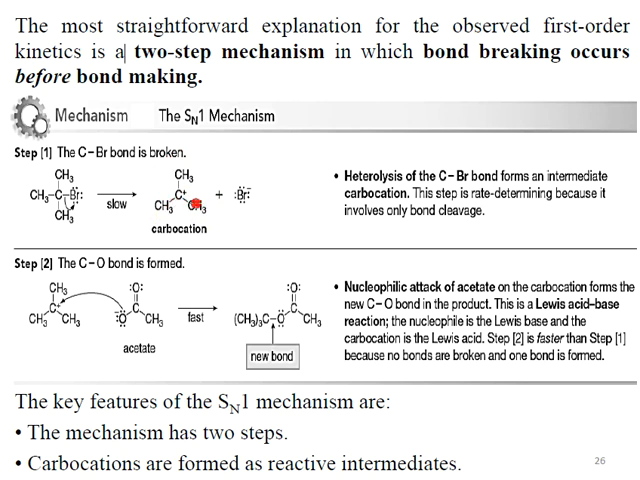This carbocation is now stable. Why is the carbocation stable? Because we have three alkyl groups. The alkyl group is an electron-donating group and increases the stability of the positive charge. Now look at the heterolysis of the carbon-bromine bond to form the intermediate carbocation. This step is rate determining because it involves only one bond cleavage. This is the rate determining step. It is slow. Always in a reaction we take the slow step to determine the rate of the reaction.